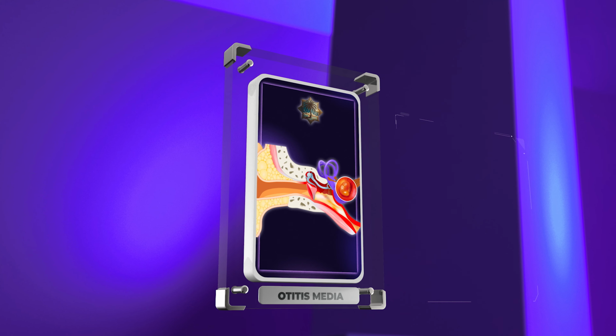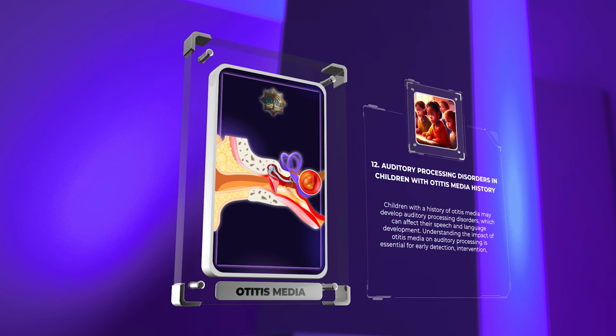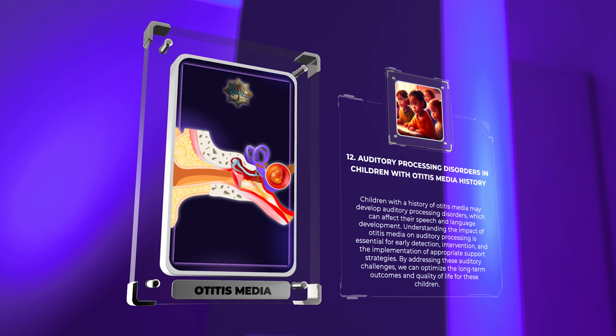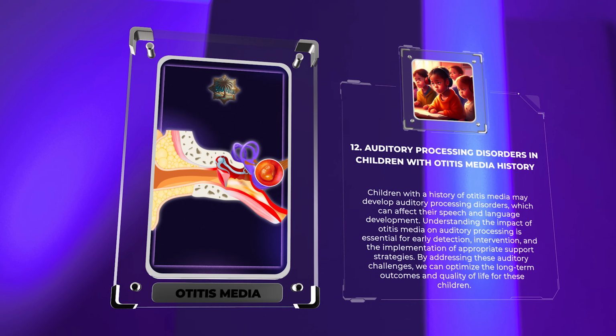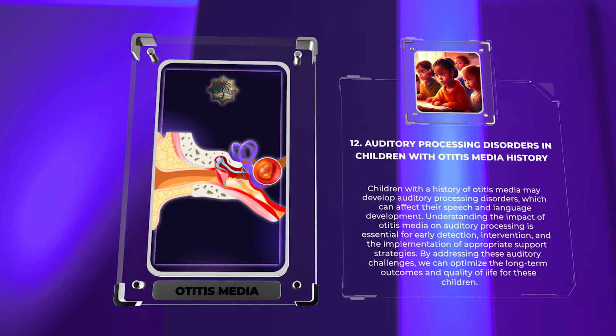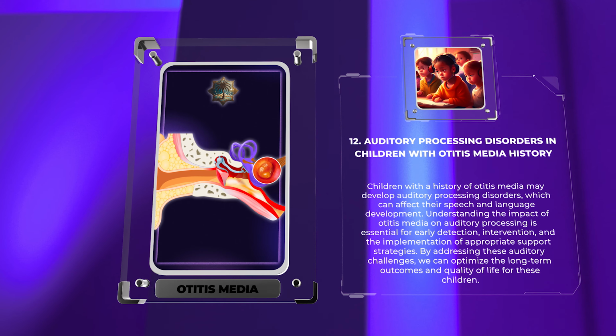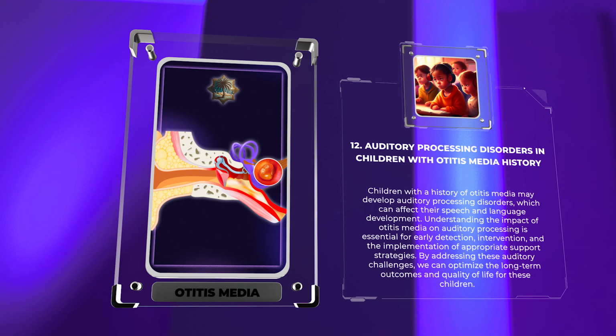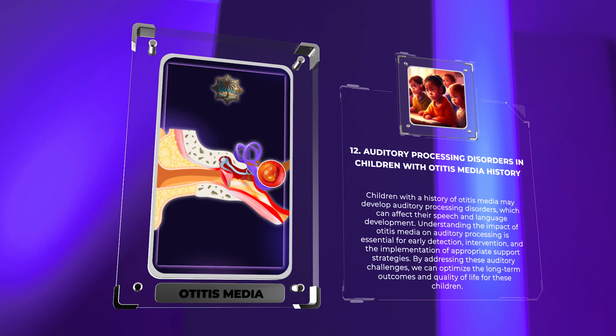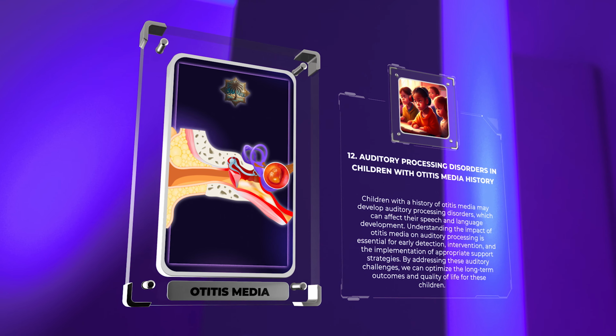Children with a history of otitis media may develop auditory processing disorders, which can affect their speech and language development. Understanding the impact of otitis media on auditory processing is essential for early detection, intervention, and the implementation of appropriate support strategies. By addressing these auditory challenges, we can optimize the long-term outcomes and quality of life for these children.